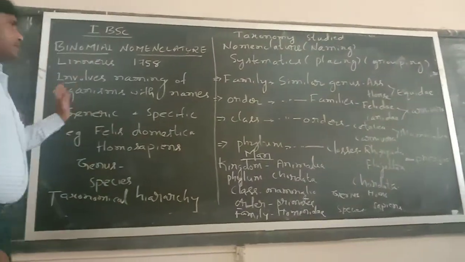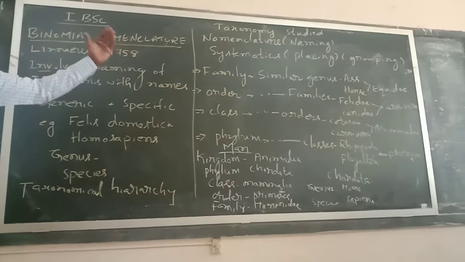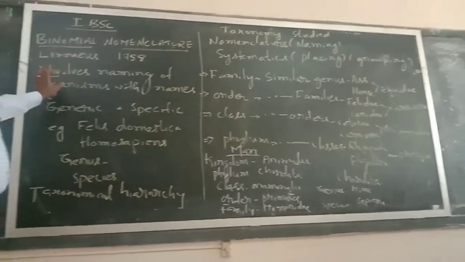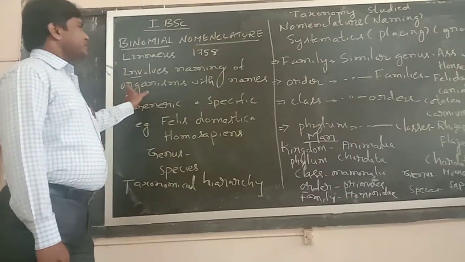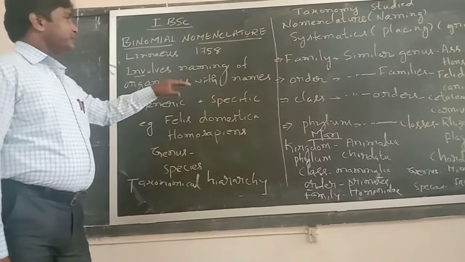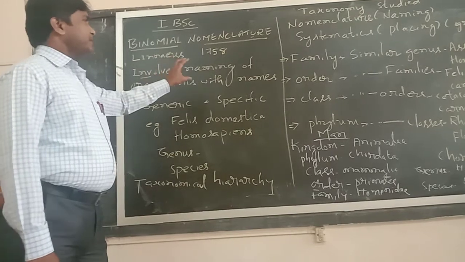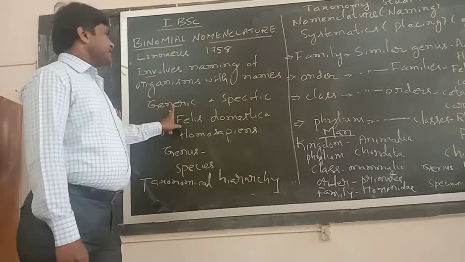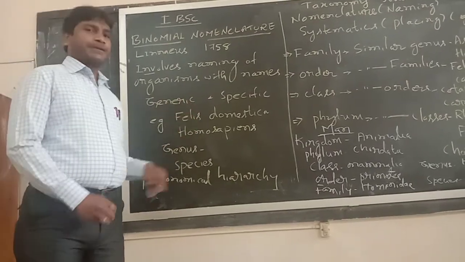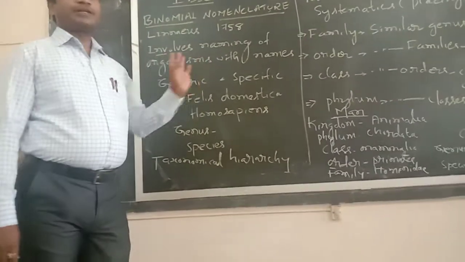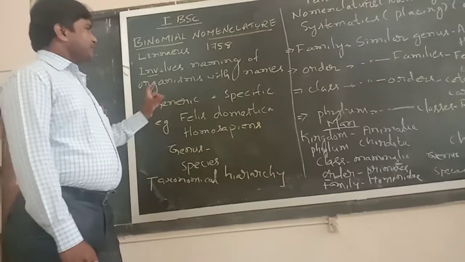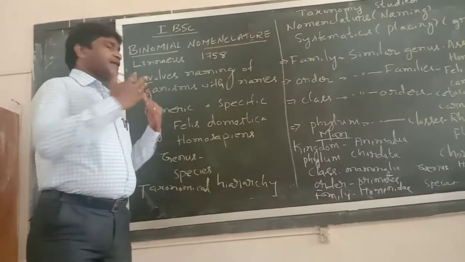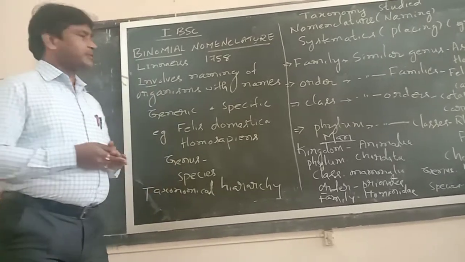So how do we do the nomenclature, the naming of organisms? Naming of organisms involves two names: one is the generic name, another one is the specific name. To know this, we need to know the concept of genus as well as species.